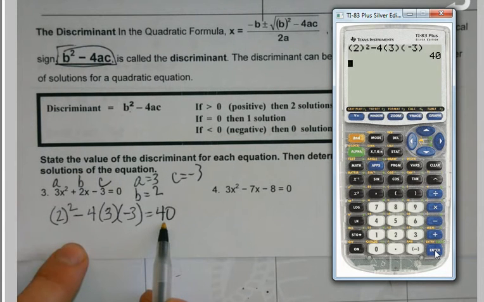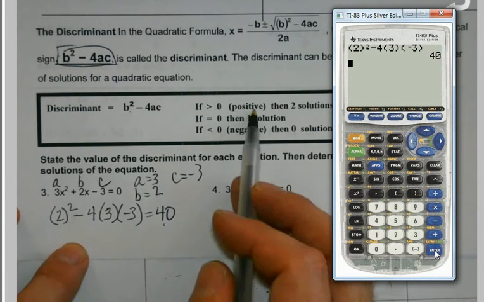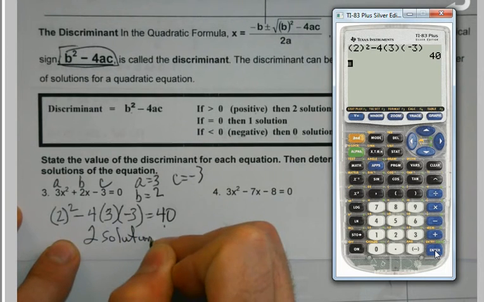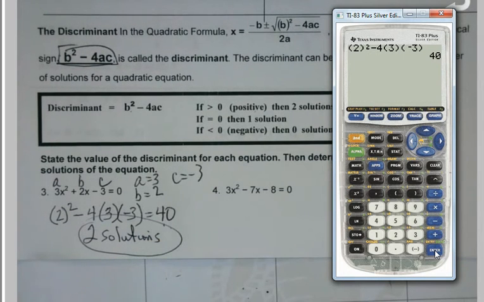40, last I checked, is a positive number. If there's a positive number, that tells me if I were to plug this into the quadratic formula, I'm going to get 2 answers. So basically, all I'm trying to do when I'm working through these is what I'm doing with that.